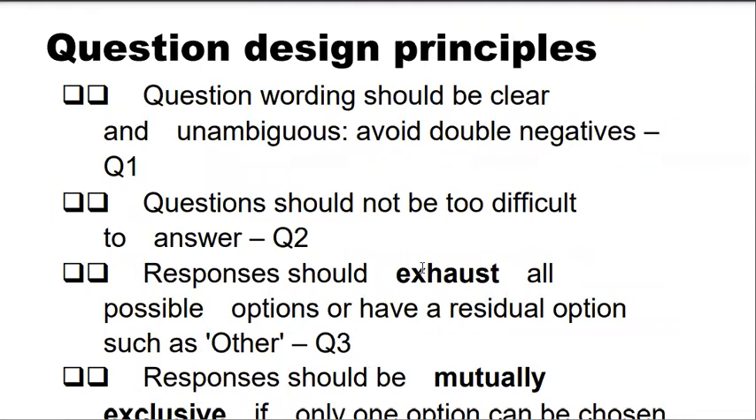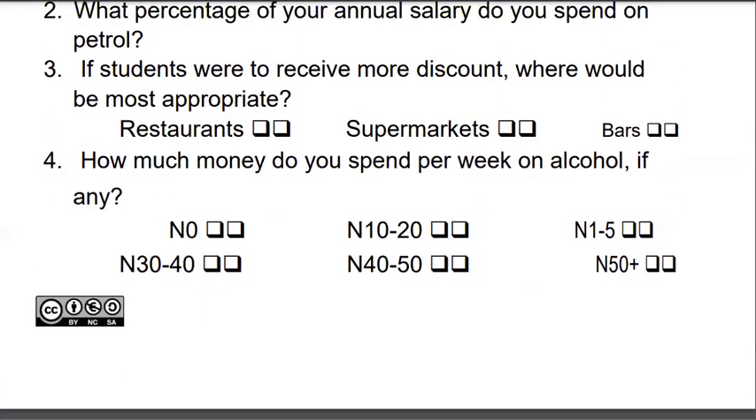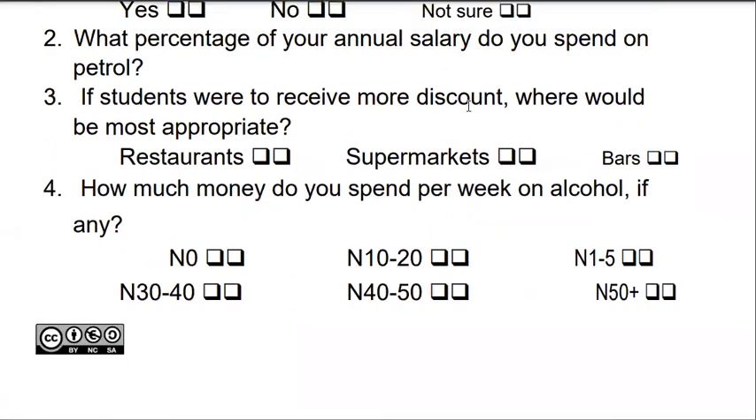Now, responses should exhaust all possible options or have a residual option like other. So if you're asking, what amount, where do you want to spend your discount, or where should you be giving discount as a student? Now you have restaurants, supermarkets, bar, there's no library, there's no gym, there's no other extracurricular activities, right? So it's not exhaustive, and you didn't give option for other.